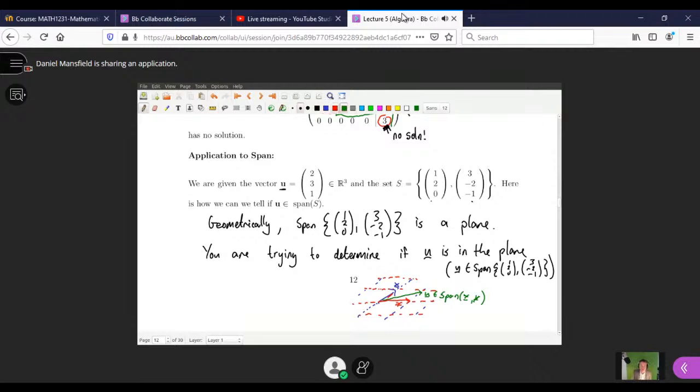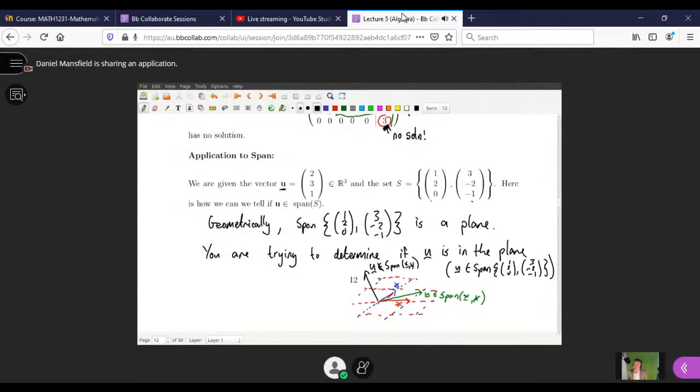Alternatively, it could stick out of the plane. So here it is in black. It could just be sticking out like that. That could be u, and that would be u not in the span of X, Y. Geometrically, that's what we're trying to figure out. You've got this span. Spans are subspaces, things like planes and that kind of stuff.